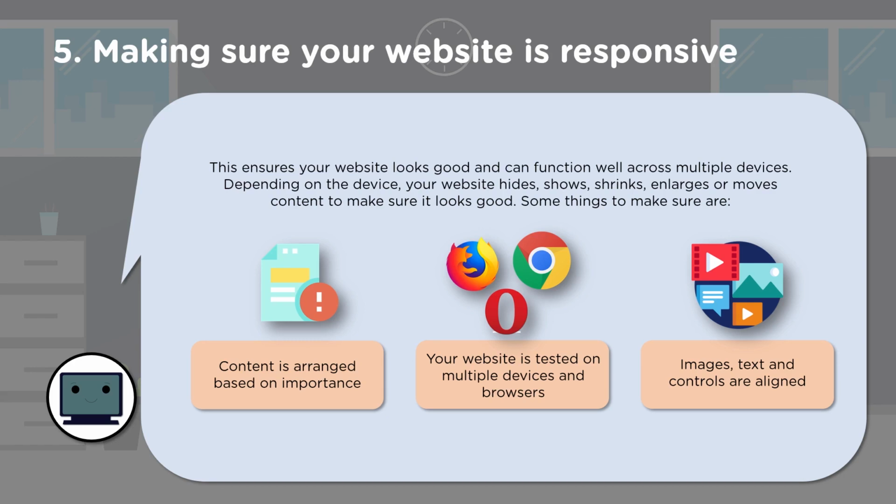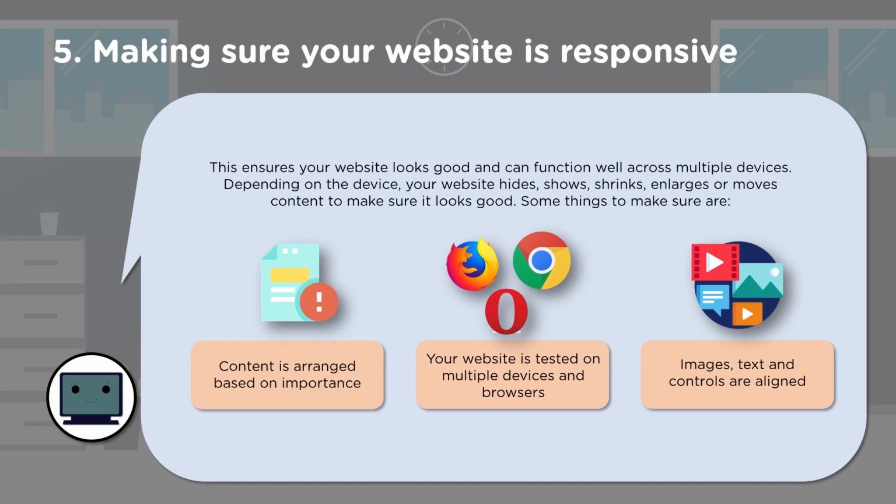And so is content arranged based on importance? Okay, does it work across different browsers on different devices? And do the images, text, and everything else align just like it does on desktop? So there are plenty of tools out there on the web. All you need to do is just do a search for, check my website for responsiveness. So you can use plenty of tools to check to see if your website is responsive towards multiple devices.